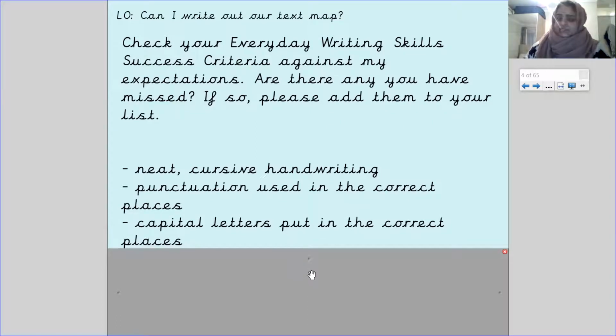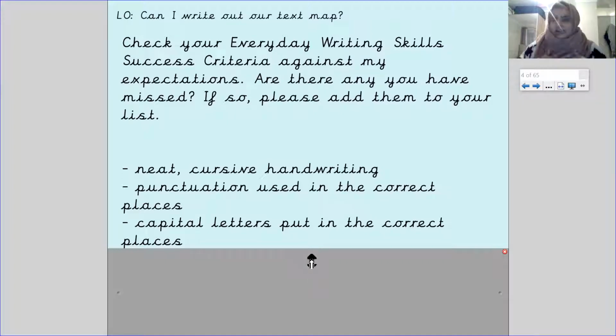Okay, capital letters are put in the correct places. So like I said, your capital letters need to be put in the correct places, and usually a sentence always starts with a capital letter. A person's name, a name of a place, a name of a country, they all start with capital letters. So most nouns start with a capital letter unless it's a name of an object. So this is a phone. That is a noun, but you will not use a capital letter for that. You will only use a capital letter for the name of a person or the name of a place and a country.